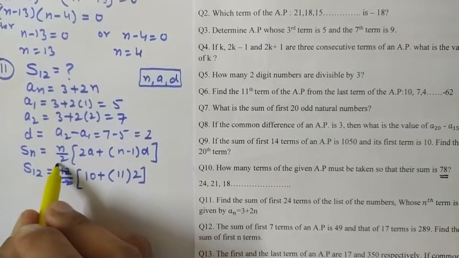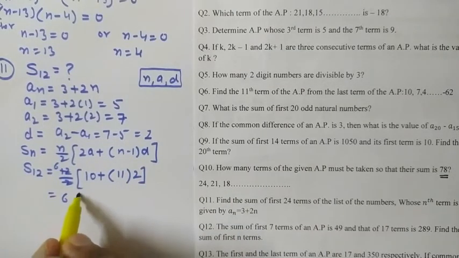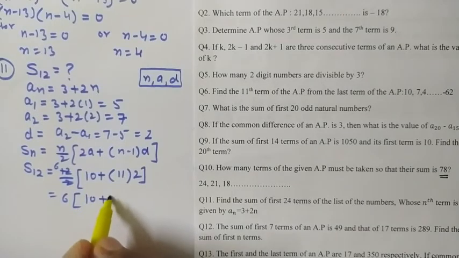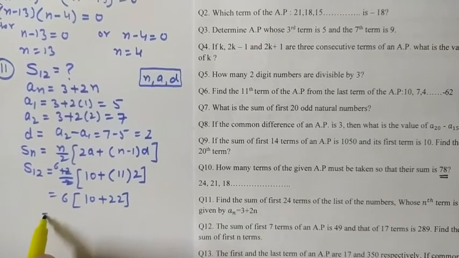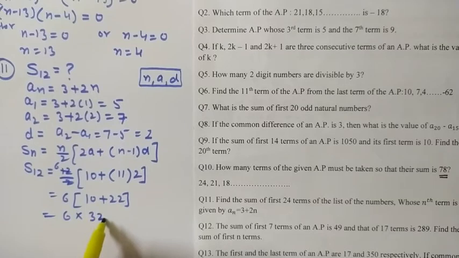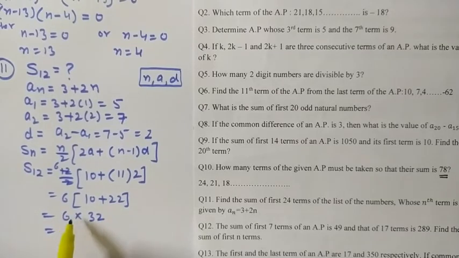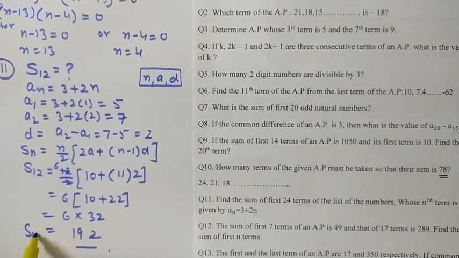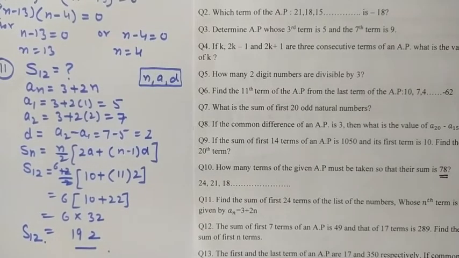So our answer is coming. 12 over 2 is 6, so 6 into 10 plus 22. So 22 plus 10 is 32. So 32 6s are, 6 2s are 12, 6 3s are 18, plus 1, 19. So 192 is the sum of 12 terms of this AP.